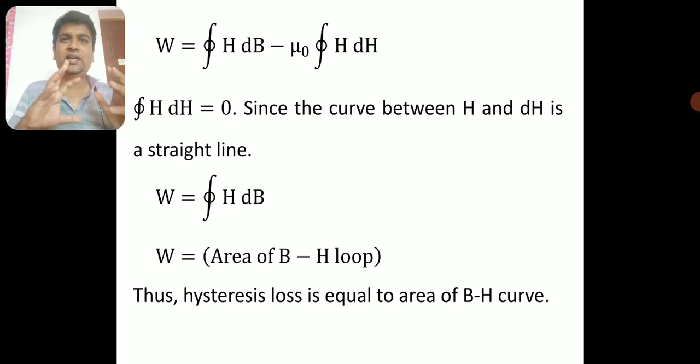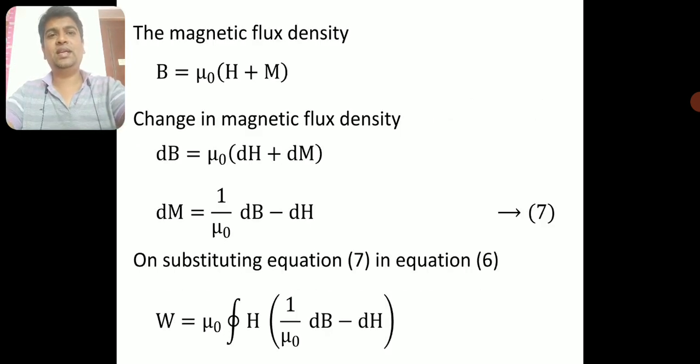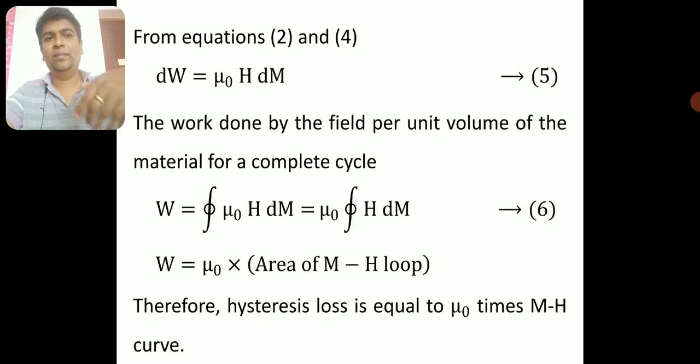You can state the hysteresis loss in two ways. One is that the hysteresis loss is equal to the area of the BH loop, or you can say the hysteresis loss is equal to mu naught times the area of the MH curve. Whichever is convenient, either way is okay.